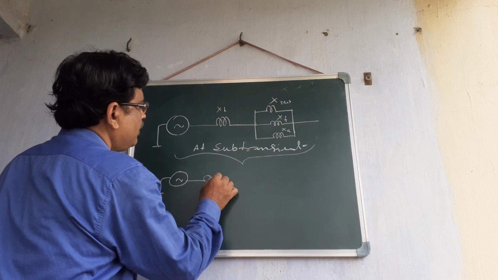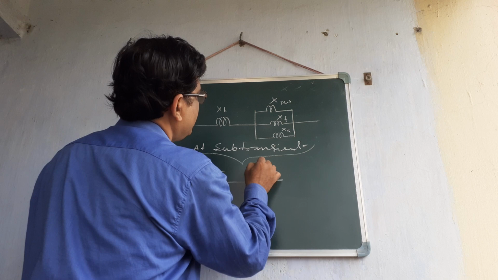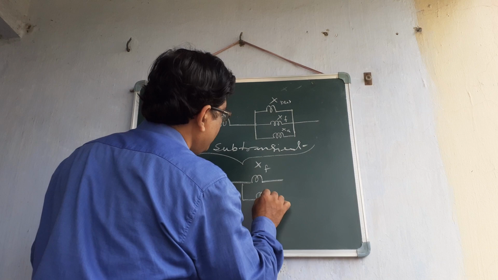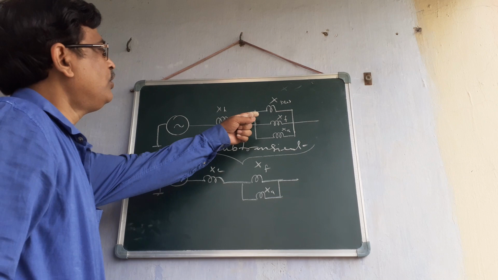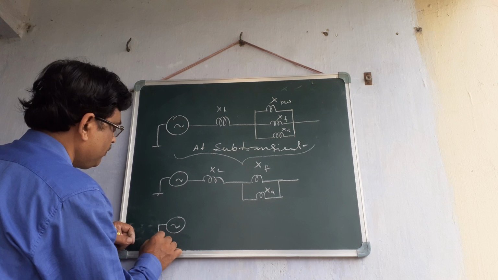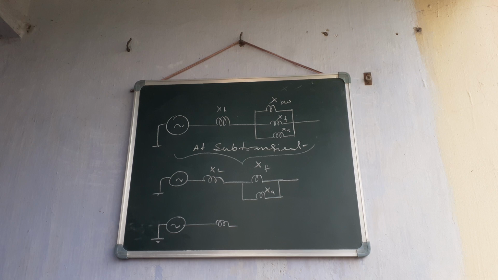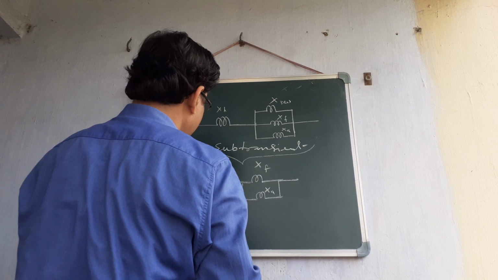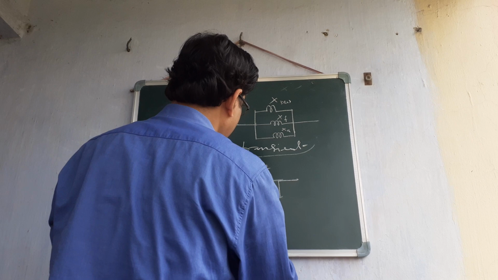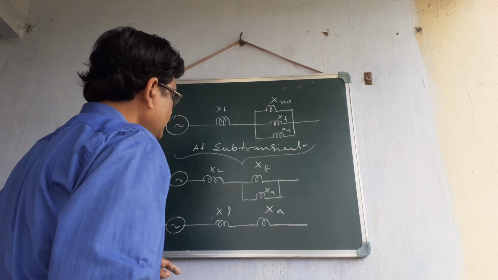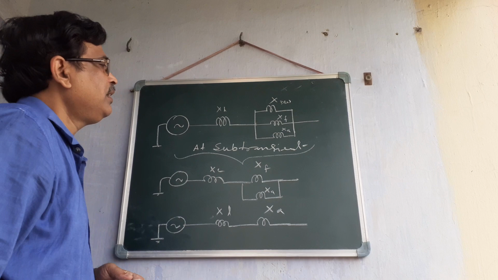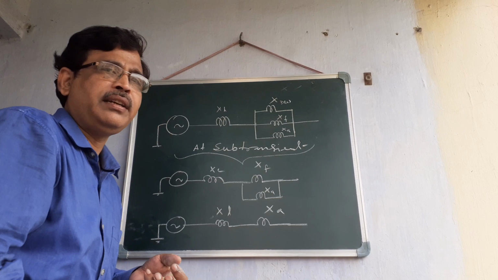It will be like this, the same, XF and XA, but no XDW. And XL and XA remain. So here it is seen that the damper winding acts when the current suddenly rises.